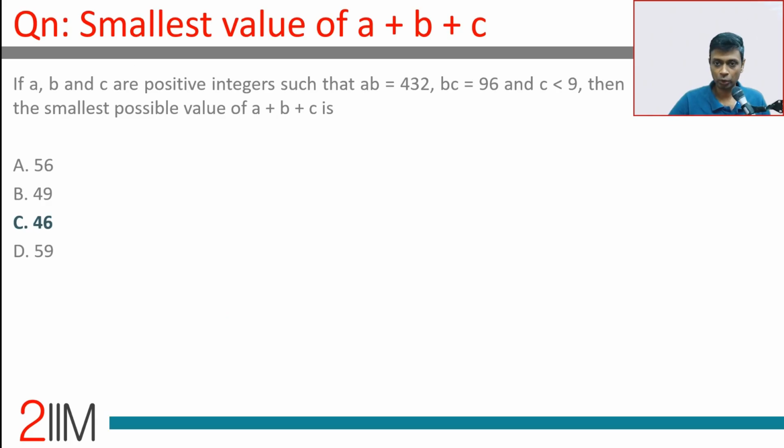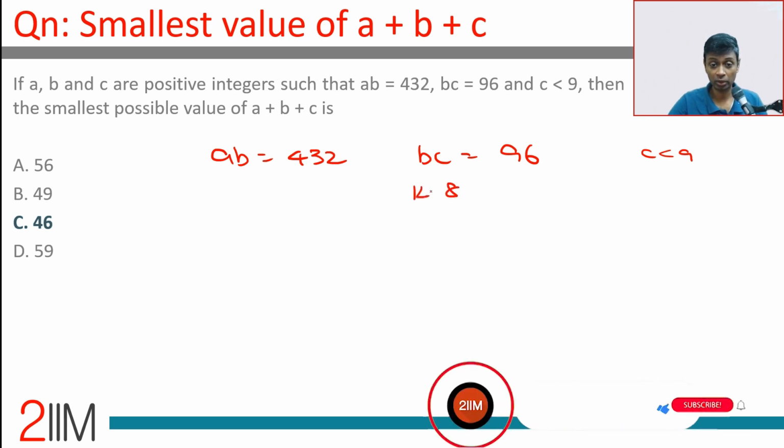12 kilometers per hour. AB is 432, BC is 96. A into B is 432, B into C is 96. They're positive integers, C less than 9. Product is involved. So as much as possible, keep the numbers as low as possible or as close to each other as possible. C is less than 9, C could be 8, 12 into 8 works.